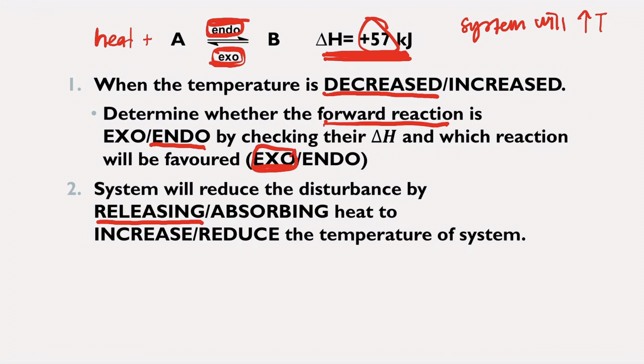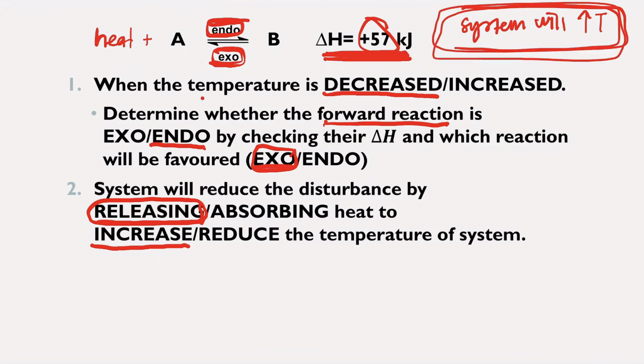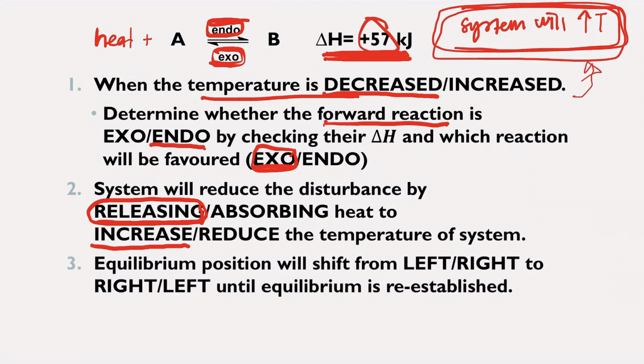So, ini dengan ni dia punya pair. To what? To increase the temperature of the system. Kan? When you decrease the temperature, then your system will want to increase the temperature balik, to minimize the disturbance. So, the equilibrium position will shift from mana? Which reaction? Yang forward atau reverse reaction yang exo? Reverse kan? Maksudnya from right to left.